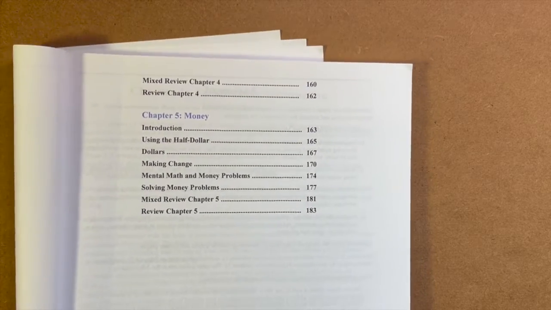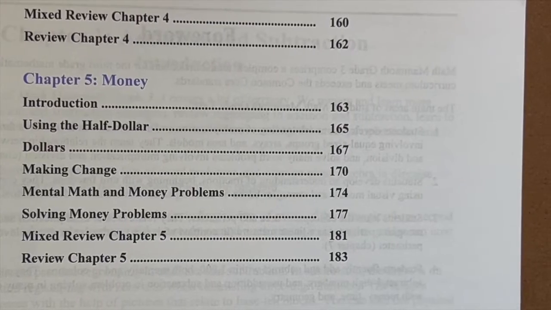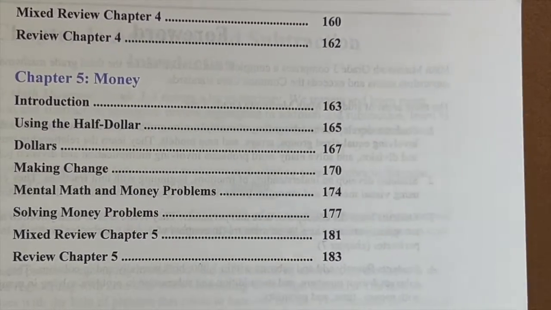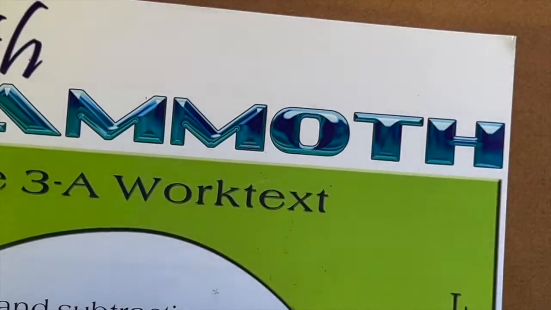Chapter 5, money. Good old money. As usual, you have your introduction, and then you're talking about making change, what kind of money you got, mental math with money problems, solving money problems, and then your mixed review chapter, your spiral, followed by your chapter review. That is chapter 5 from Math Mammoth.